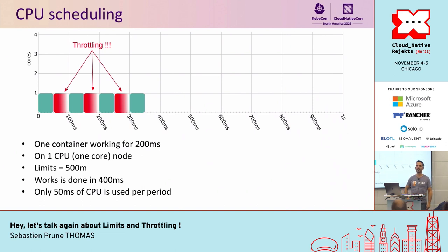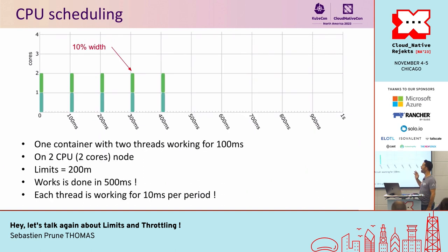Because your application doesn't know about these periods and whatnot. Your application wants CPU. Your application is saying, hey, I need CPU to compute something. The application doesn't know about that, but the system does. And the system is going to schedule you on one CPU for a period, and then once the time you had on the CPU is used, it's going to say, "Stop, you can't work anymore. You don't have any CPU anymore. And you're going to wait." So throttling is actually wait time for the CPU.